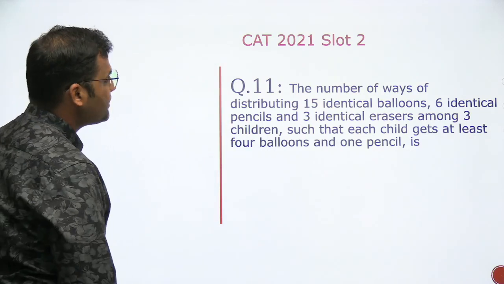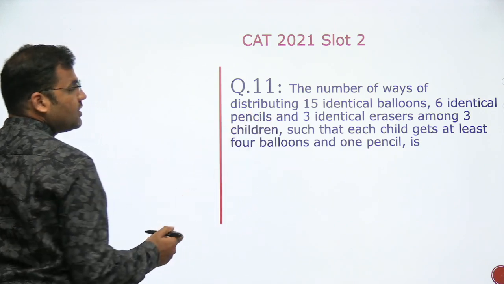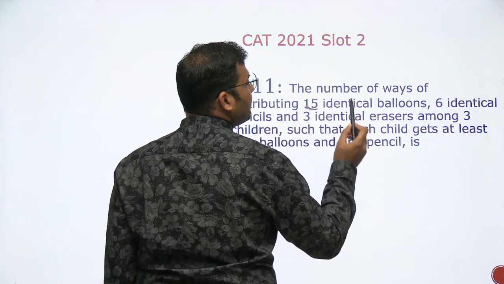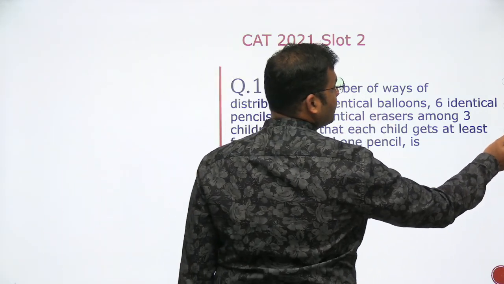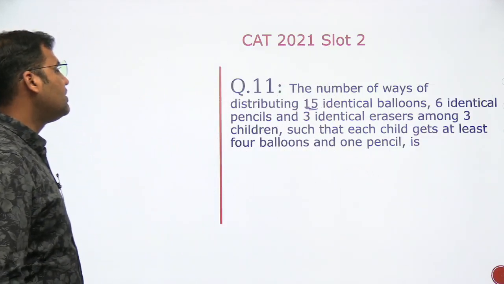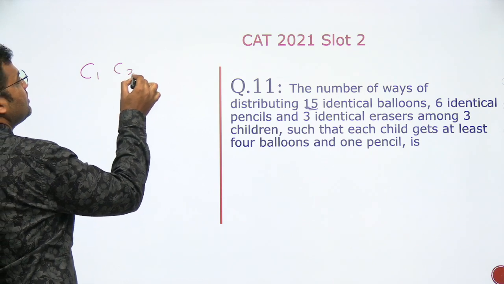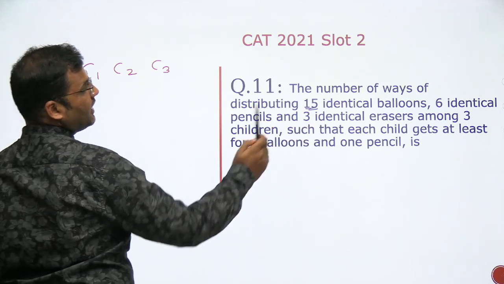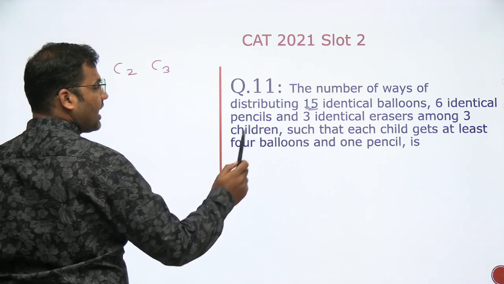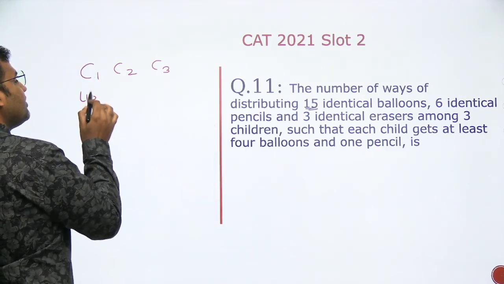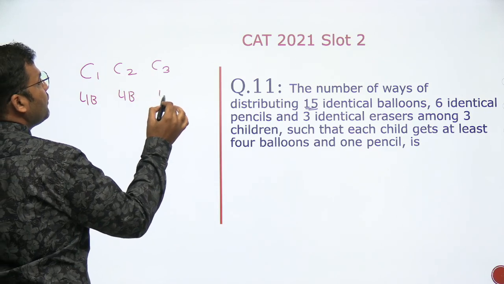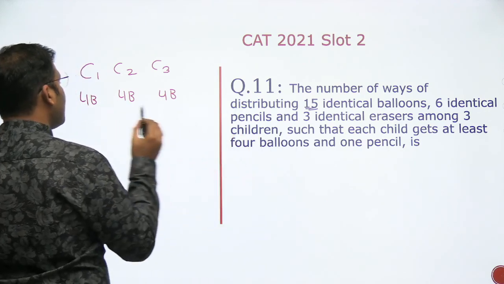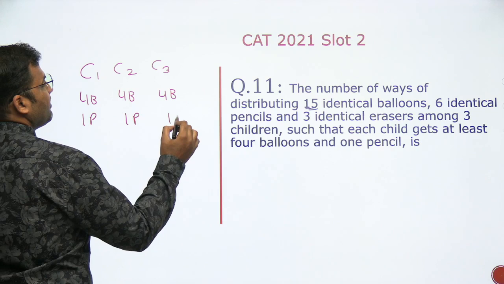Next question again from P and C, you can say that. Number of ways or combination of number system and PNC. Number of ways of distributing 15 identical balloons, 6 identical pencils and 3 identical erasers among 3 children. So, among 3 children C1, C2, C3, you have to distribute 15 identical balloons, 6 identical pencils, 3 identical erasers such that each child should get at least 4 balloons. That means 4 balloons have to be given to child 1, 4 to child 2, 4 to child 3. Out of 6 identical pencils, at least everybody must be getting 1 pencil, right? 1 pencil here, 1 pencil here, 1 pencil here.